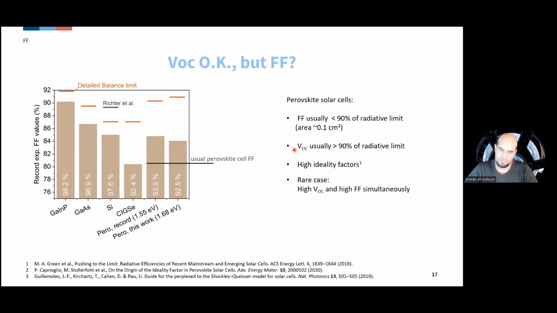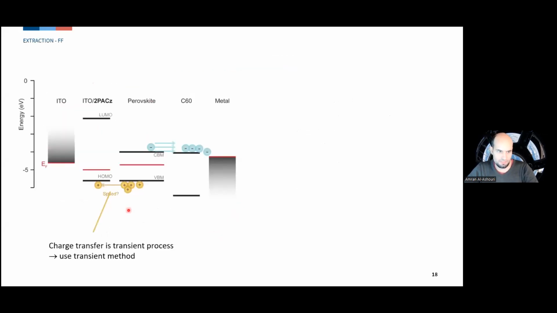This is surprising because usually the VOCs easily reach over 90% of the radiative limit. And the main cause seems to be that there are high ideality factors in perovskite solar cells. What you rarely see, though in the last year you've seen it more often, is the high VOC combined with a high fill factor, especially in PIN solar cells. So the task is to further understand the charge extraction. How can we do that? Well, charge extraction in itself is a transient process. So let's use a transient method.